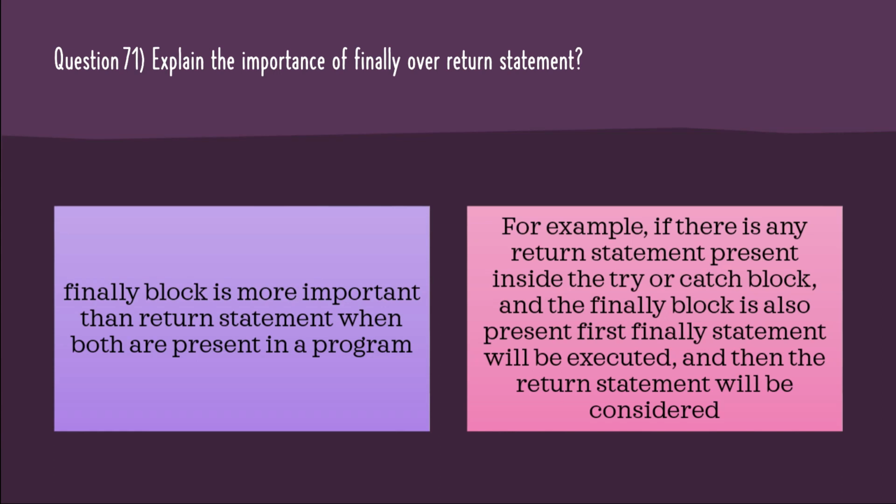Question 71. Explain the importance of finally over return statement. Finally block is more important than return statement when both are present in a program. For example, if there is any return statement present inside the try or catch block, and the finally block is also present, first the finally statement will be executed, and then the return statement will be considered.